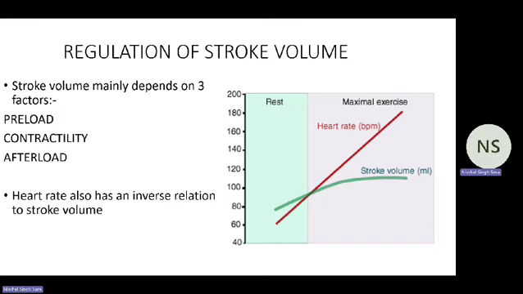And the reason behind this is that with increasing heart rate, you have increased stroke volume, but after a period of time, the increasing heart rate does not permit enough filling in the ventricles of blood. So if you cannot fill the ventricles with blood, you will not have increased stroke volume. So the stroke volume eventually plateaus and then may decrease as well.